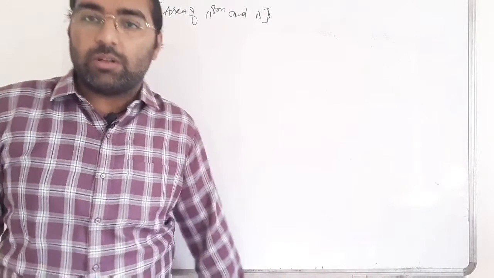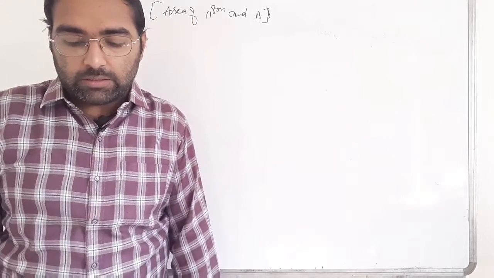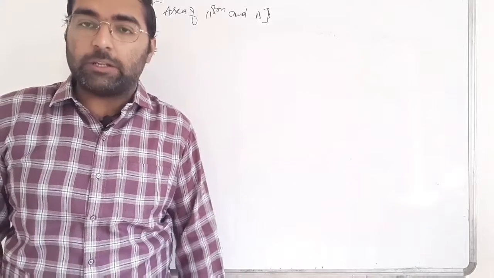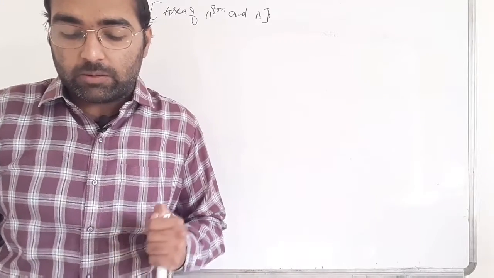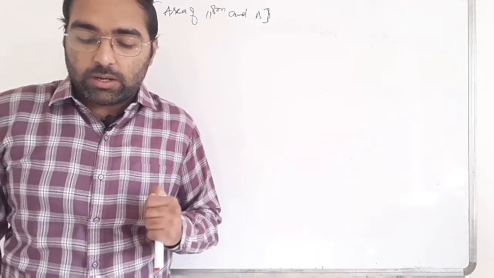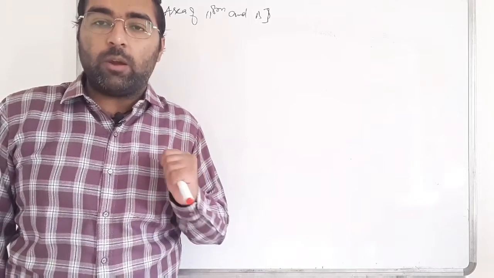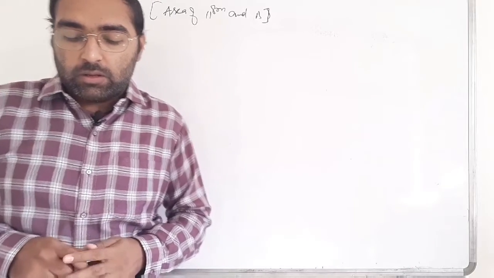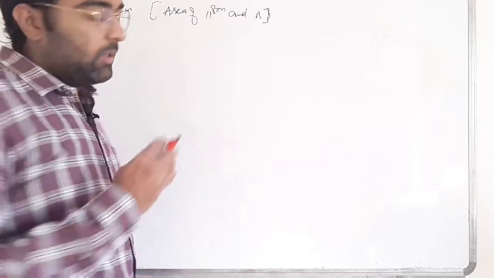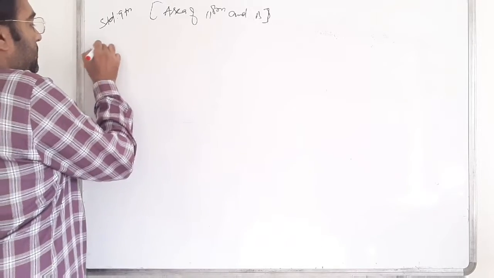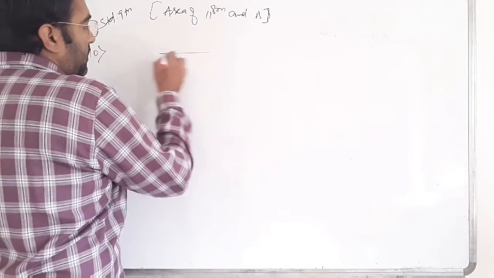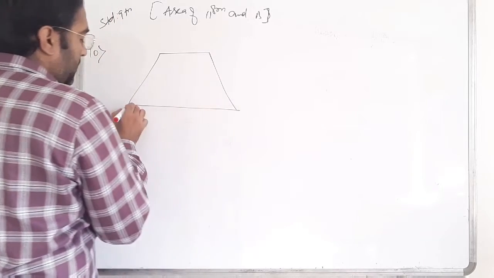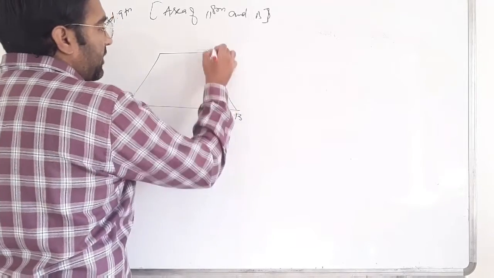So the question is: the diagonals AC and BD of trapezium ABCD, with AB parallel to CD, intersect each other at O. Prove that area of AOD is equal to area of BOC. Okay, so here a trapezium is given. ABCD is a trapezium.